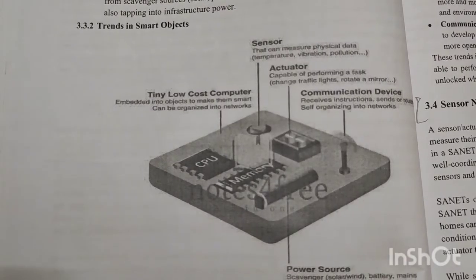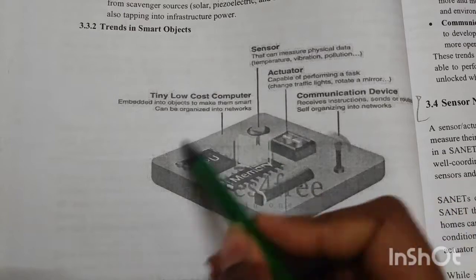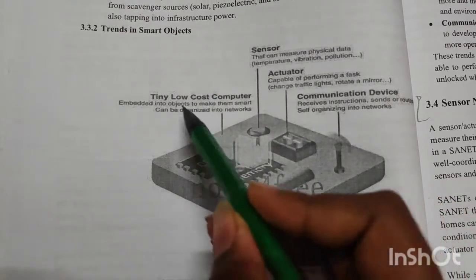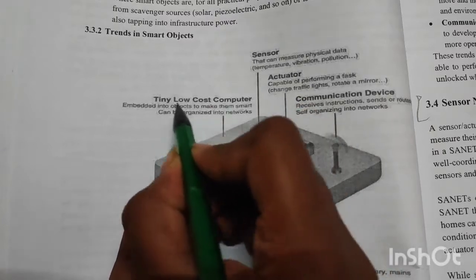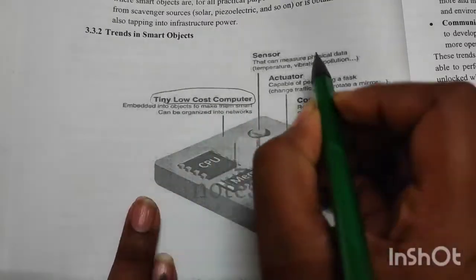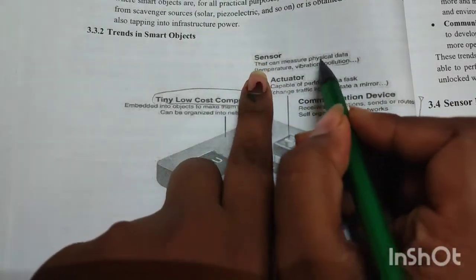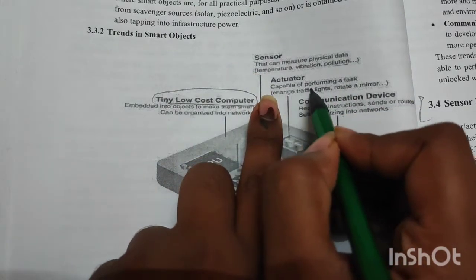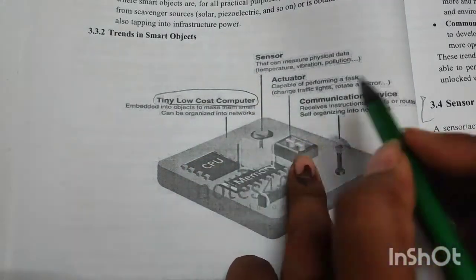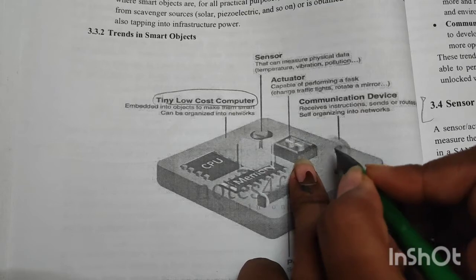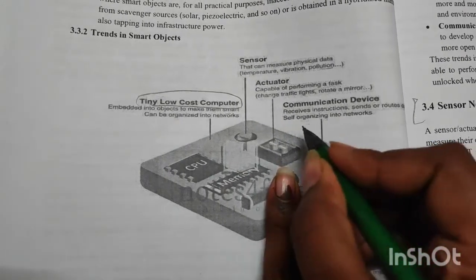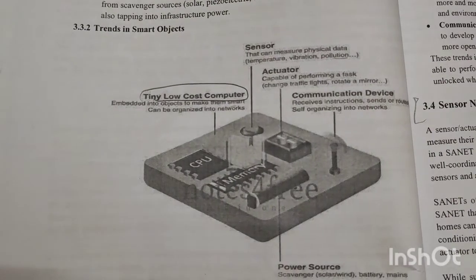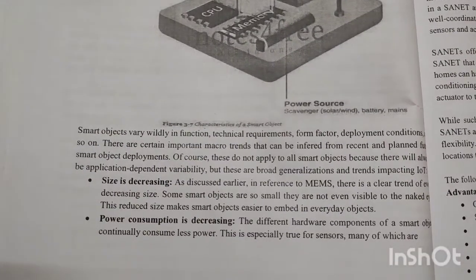The trends in smart objects. You have a tiny computer embedded into objects that makes them smart, a tiny low cost computer. You have a sensor that senses the physical data, an actuator that is capable of performing tasks, and a communication device that receives instructions and sends the router the data that has to be sent.